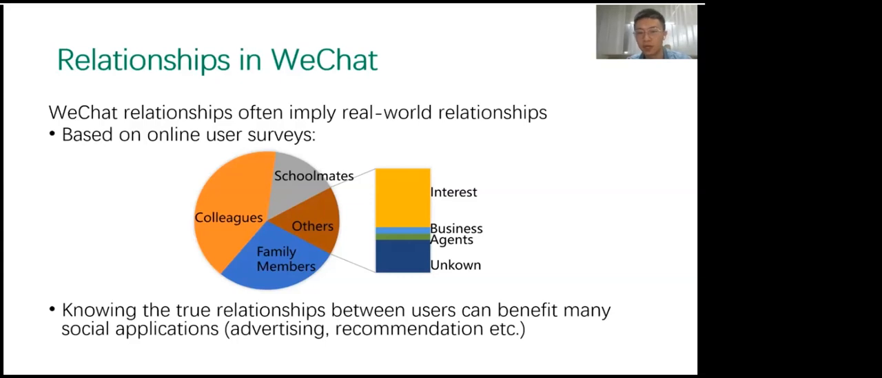and around 10% of these edges are placed between schoolmates. For the rest, there are relationships between users who share common interests, users who do business together, or the relationship between salesperson and their clients, and around 7% of these relationships are not given due to privacy concerns. We believe that knowing the true relationship between users can often benefit many social applications, such as advertising and recommendation.